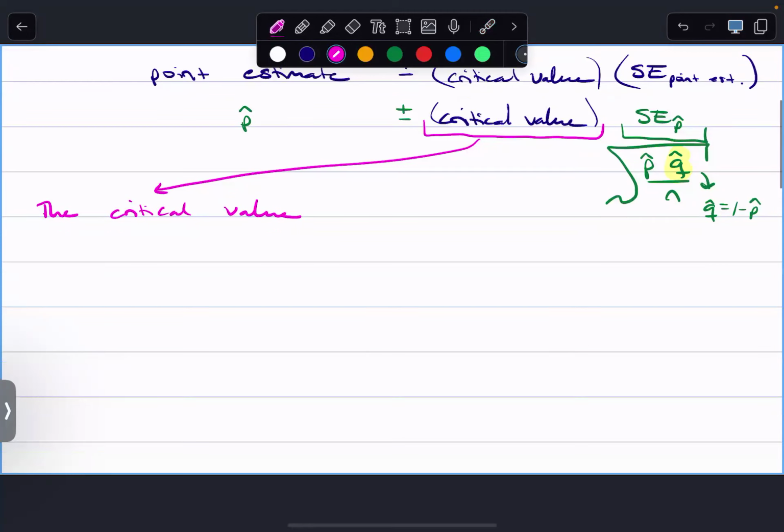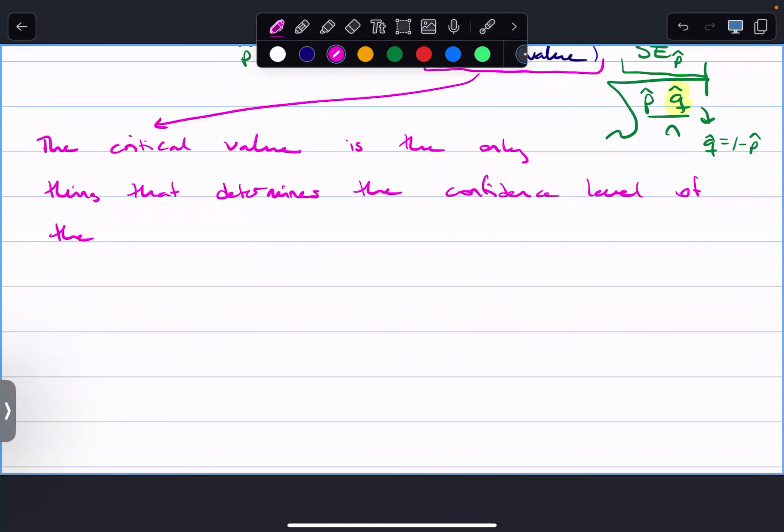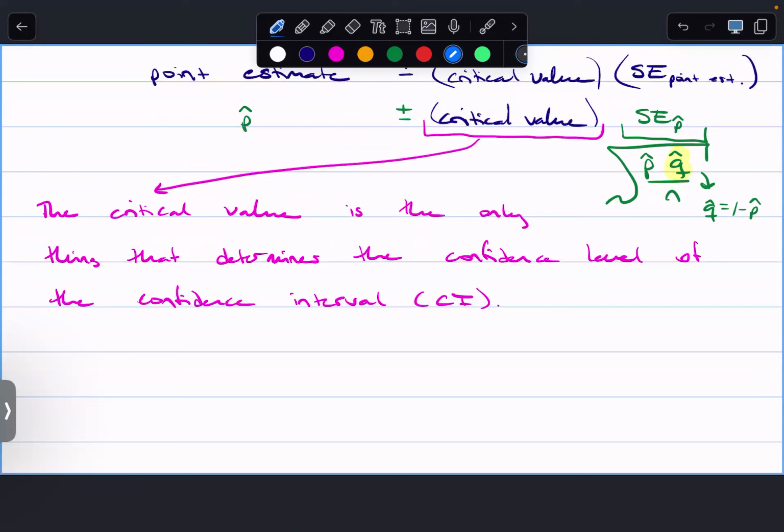And so the critical value is the only thing that determines the confidence level of the interval, or the confidence interval, which I'm going to abbreviate CI, confidence interval. Okay, so you might have a guess, but we're gonna build up to it.